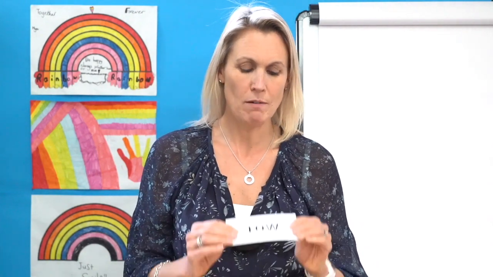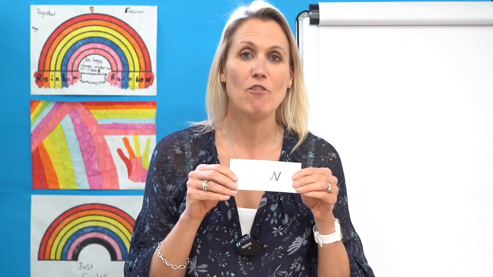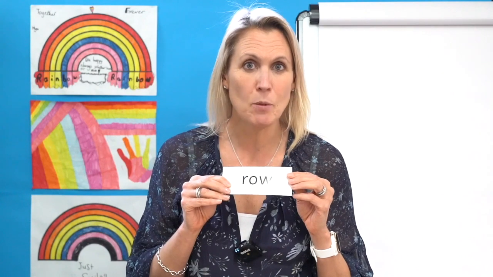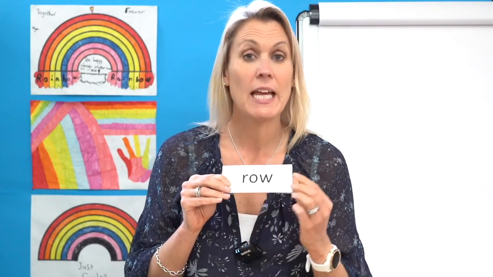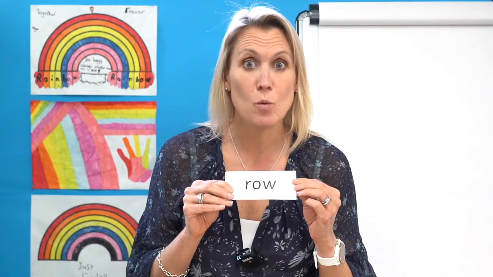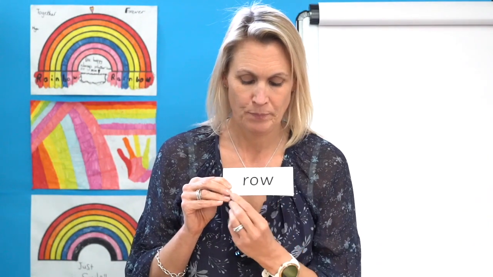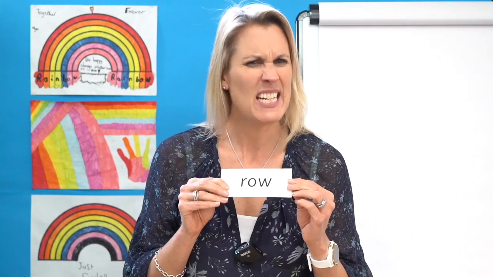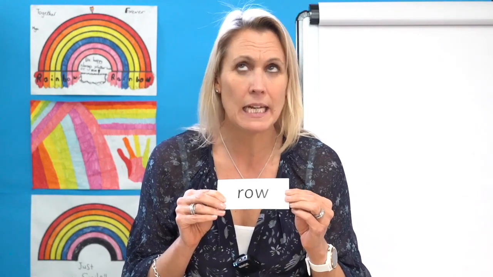Have a look at the first one. Can you spot the digraph? Yes, the digraph is ow. Read each sound as I point. Now blend and read the word. Ow, row. They had a row, but made up in the end. Phew.